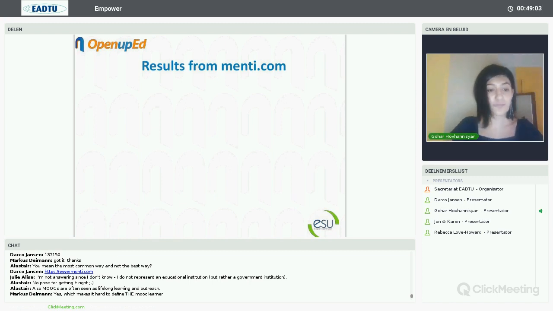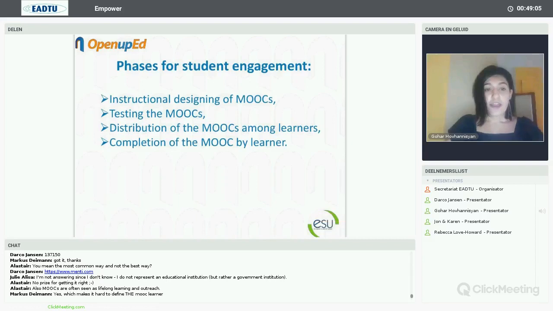That's why at ESU we were thinking in phases, and also doing some desk research, and these are the phases in which we think student engagement in the quality of MOOCs should be valued. Starting from the instructional design of the MOOCs, where we consider students not to be mere participants who just take the MOOC, but also those who are experts in learning and who can contribute during the instructional design of the MOOC.